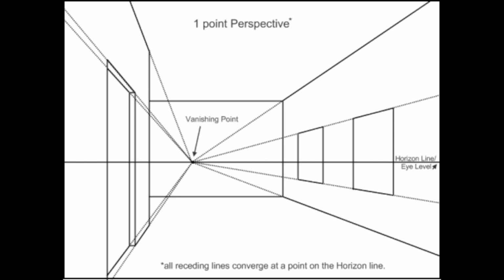The vanishing point is located on the horizon line and is where the orthogonal lines meet. The horizon line is where the viewer's attention is directed towards the vanishing point. A one-point perspective artwork only contains one vanishing point.